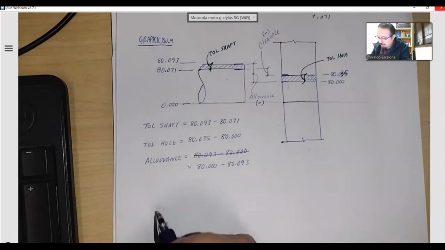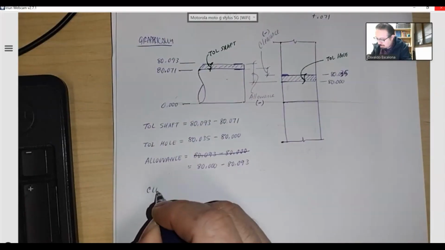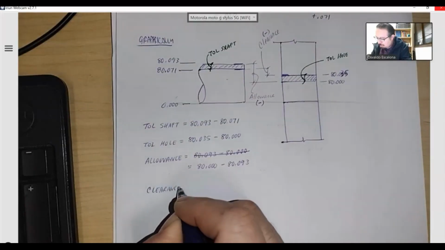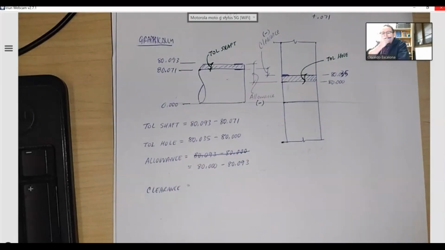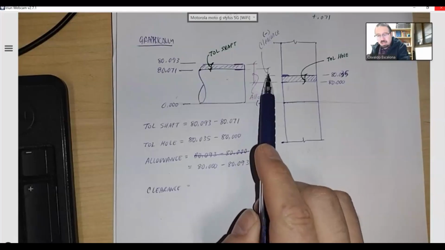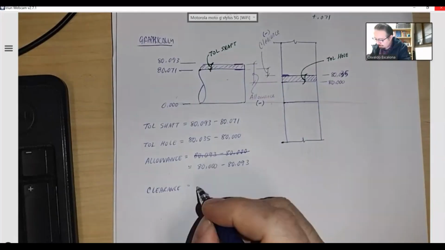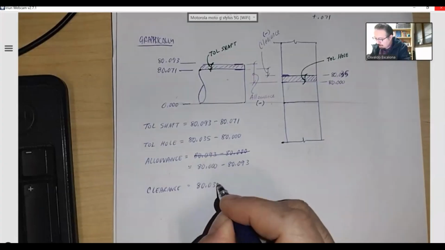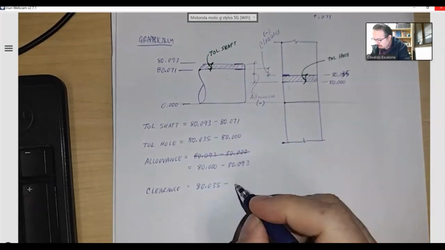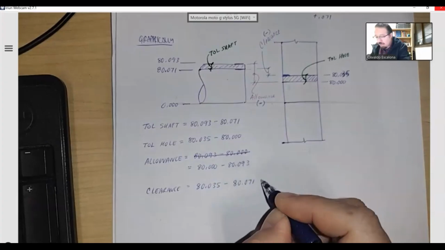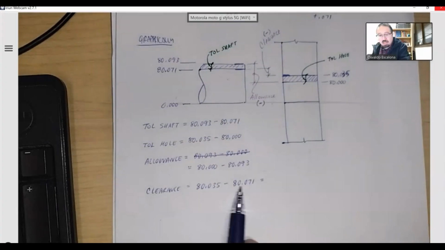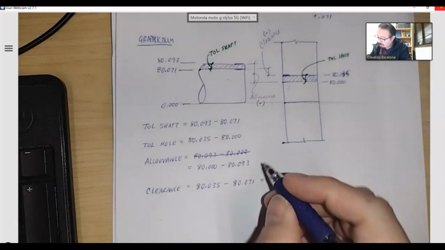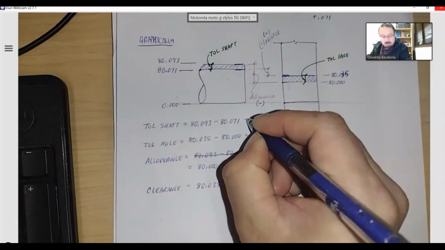What about clearance? Well, the same thing with the clearance. The clearance is this one. And again, since you're not allowing anything, you usually start with the hole, which is 80.035, and then you take away the shaft, which is 80.071. I'm going to assume you can see that I will have a negative number because 80.071 is bigger.